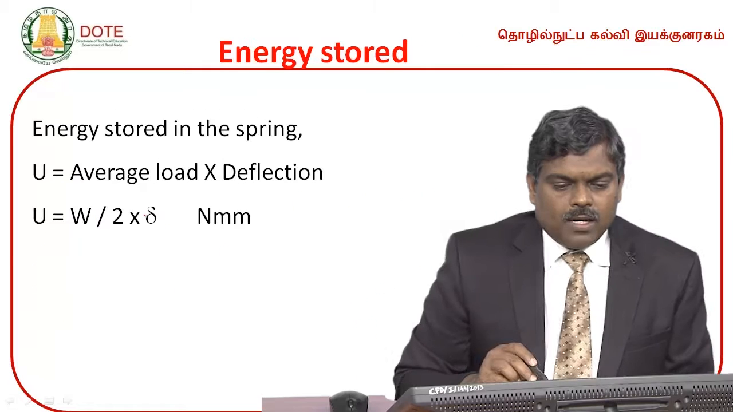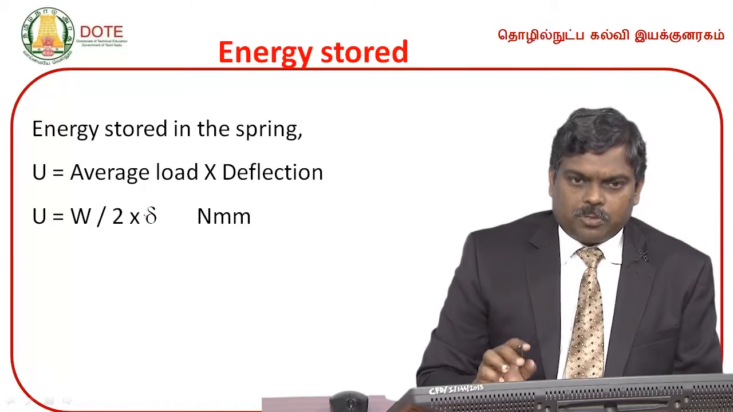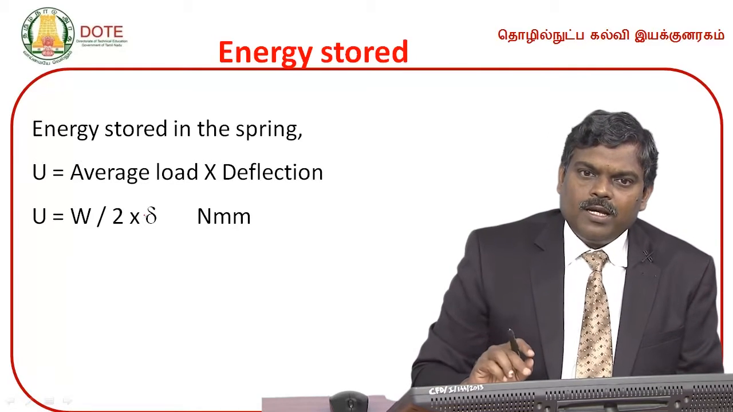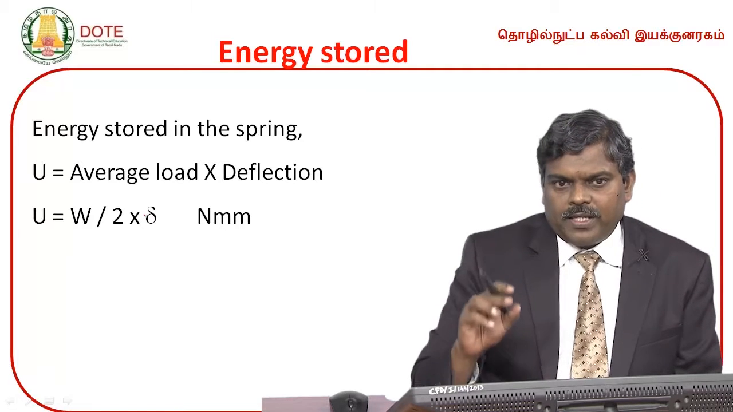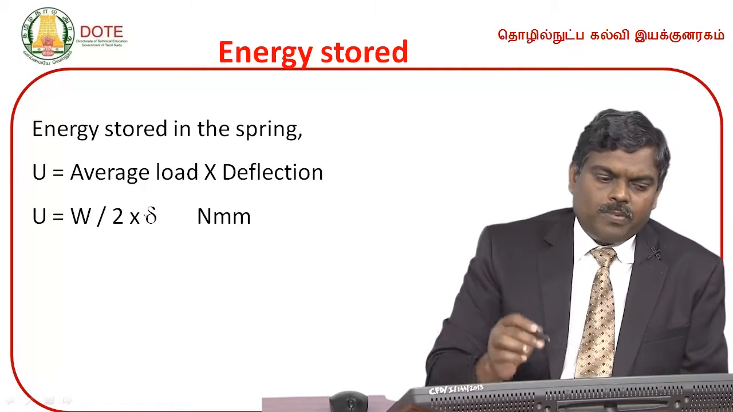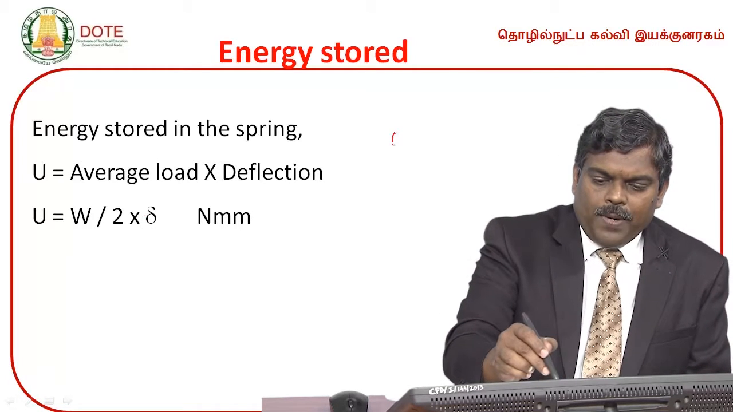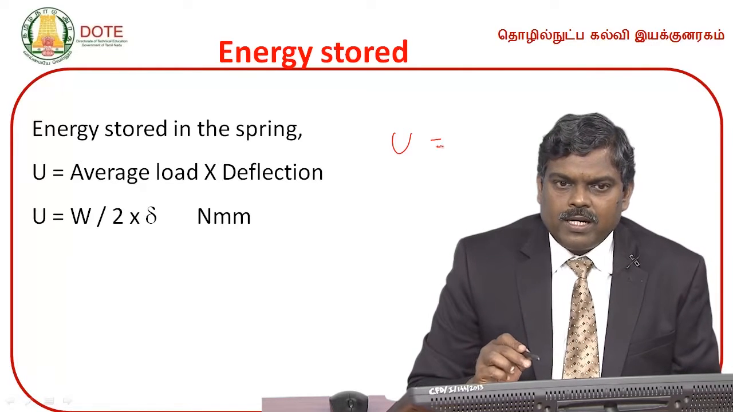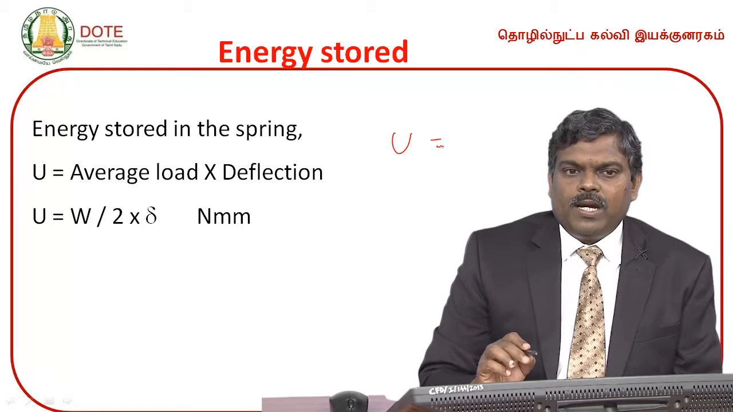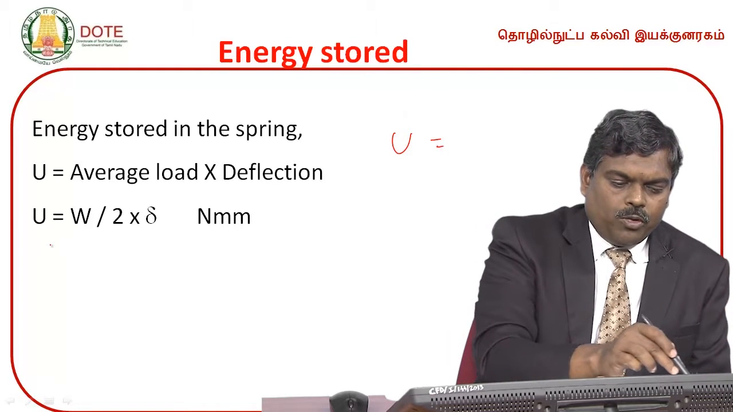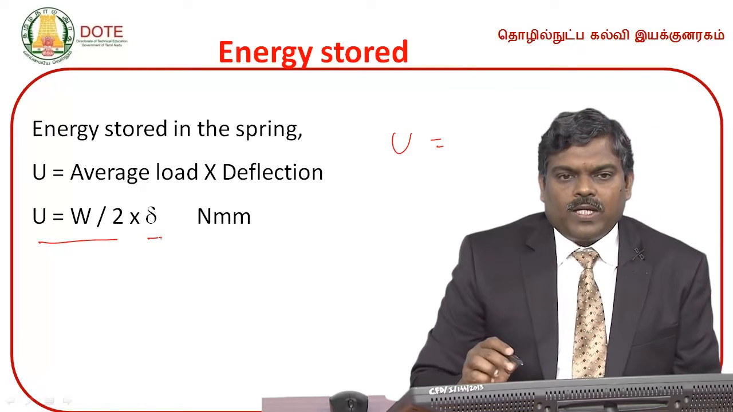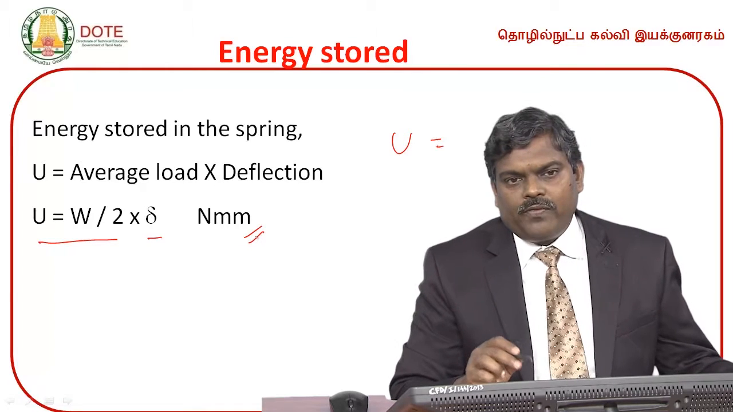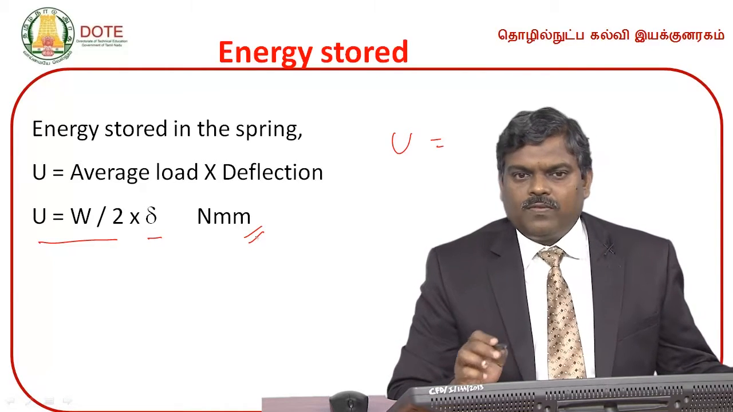Then energy stored. How much energy is stored in the spring? In a spring, when we apply a load, some amount of energy is stored in the spring. So how to calculate the amount of energy stored in the spring? It is denoted by capital U, the energy stored in the spring. It is given by average load multiplied by deflection, which is W by 2 multiplied by deflection. The unit is Newton mm. This is the amount of energy stored in the spring because of the applied load.